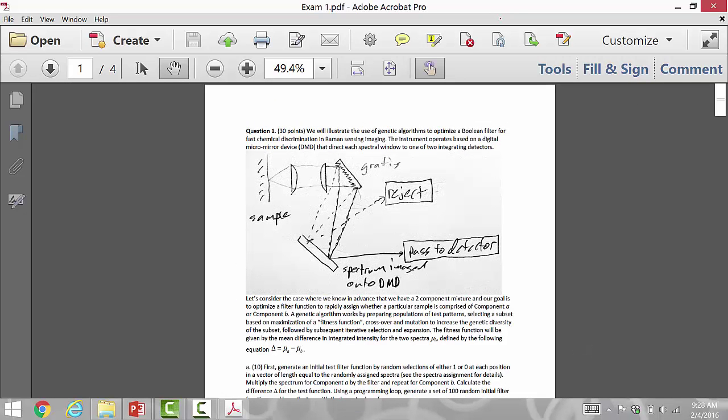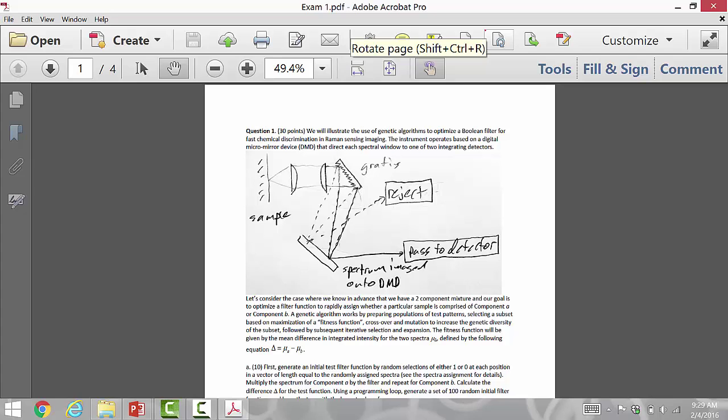This professional artwork, you can clearly see, describes an experiment. Actually, this is an experiment done in Dor Benemont's group, where they use a digital micromirror device to image a spectrum onto that mirror array and reflect part of it to a single channel detector and dump part of it. So in this case, we're passing some portion of two Raman spectra onto a single detector. And then the question is, how do you design a filter that's going to maximally resolve between two spectra?